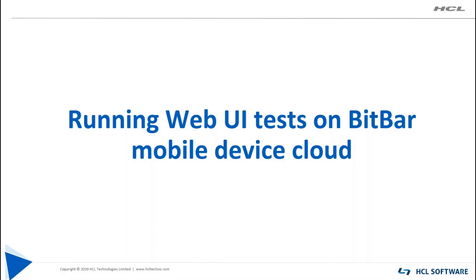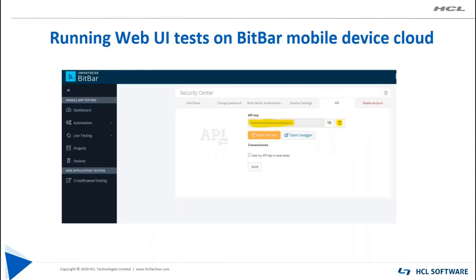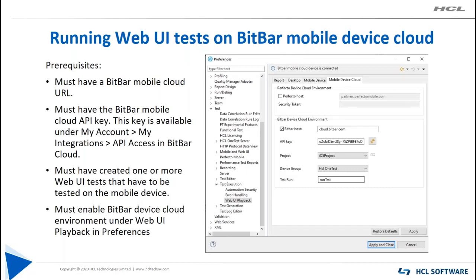Yeah. Now I'm going to take you through the demonstration of the web application playback on a Bitbar mobile cloud platform. For that, you need to configure it in a similar way to how we configured the Perfecto one. We need an API key, a kind of security token, which connects WebUI and the Bitbar environment. So this is the window where we need to configure things. What we need is the Bitbar host and, as I said, the API key.